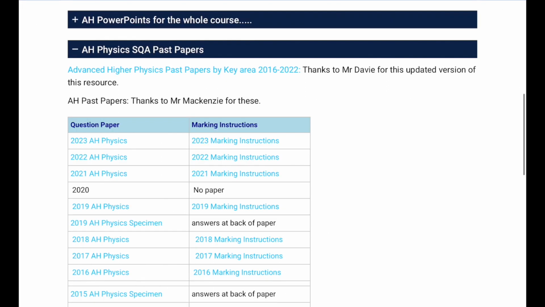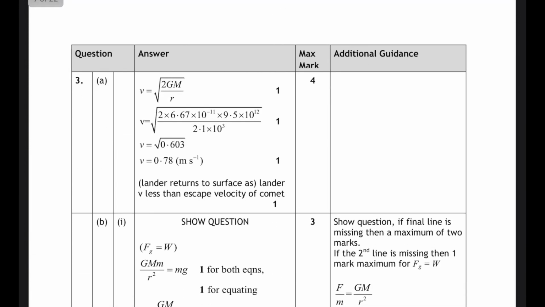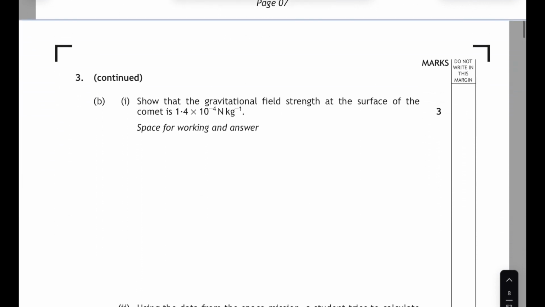Let's have a look at the marking instructions, which again I'm getting from the Calder Glen High School Physics website. So, the 2016 marking instructions, question 3, and there we have the 3 marks for relationship, substitution and final answer for the escape velocity, and then the final mark for saying that the lander returns to the surface because its velocity is less than the escape velocity of the comet.